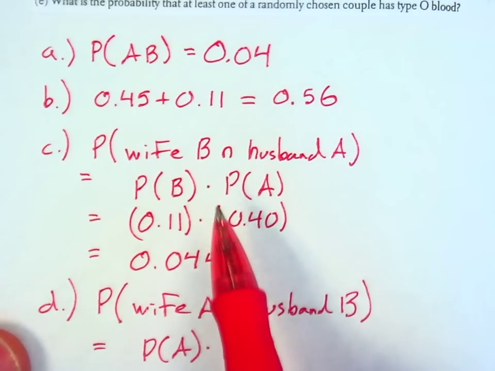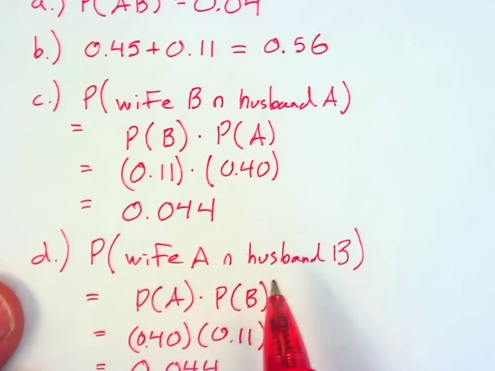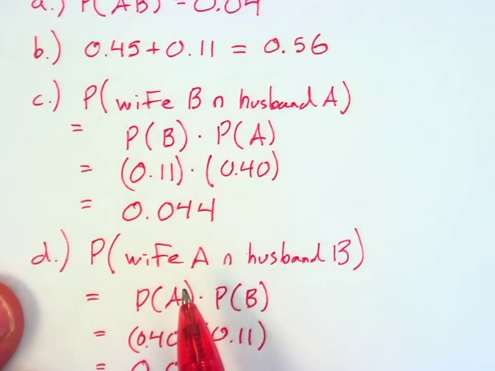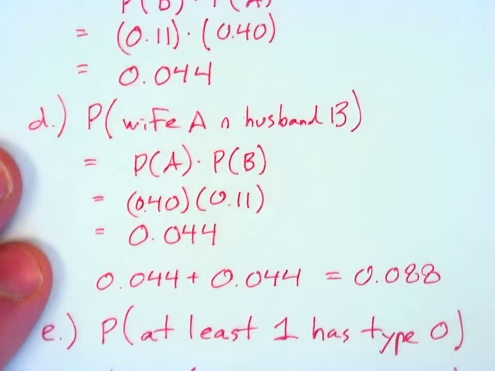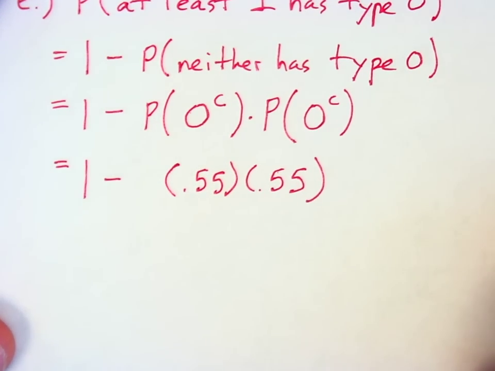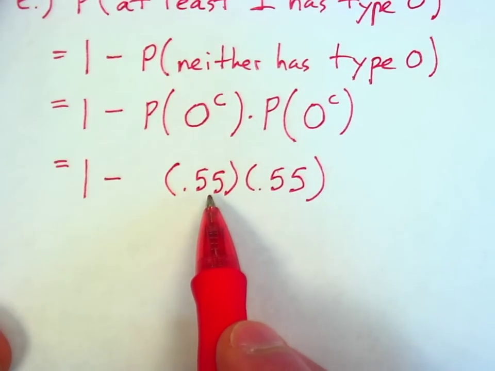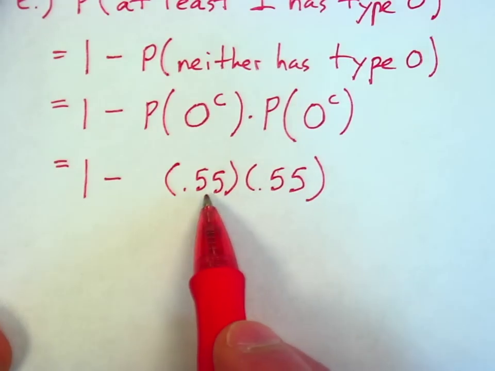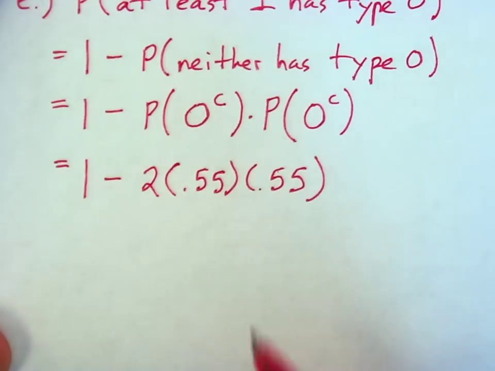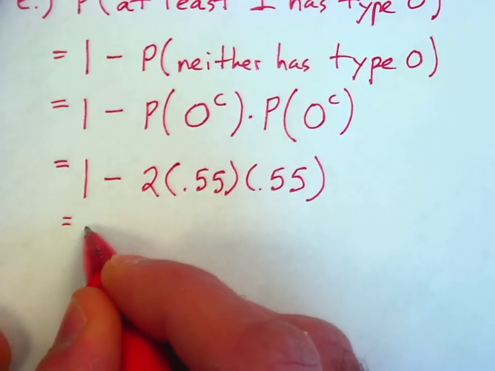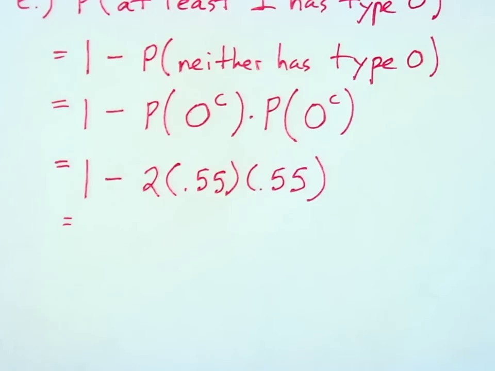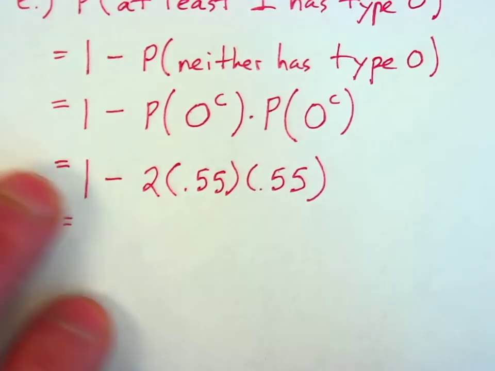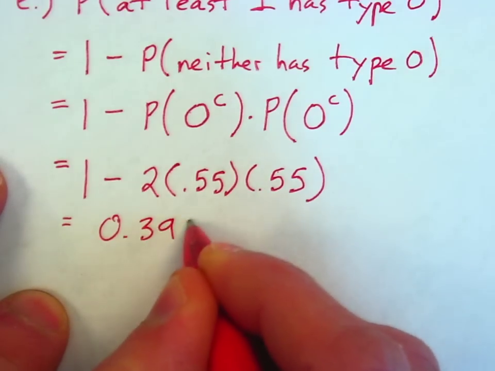So understand, husband being B, wife being A, husband being the B, wife being the A. Either way, it's that same probability doubled. So we're going to have to account for the same thing in this question also. So the husband could be the 0.55, the wife could be the 0.55, or it could go the other way. This could be the wife and this could be the husband. So we actually have two of those that we need to consider here. So I've got 1 minus 2 times 0.55 times 0.55. That gives me 0.395.